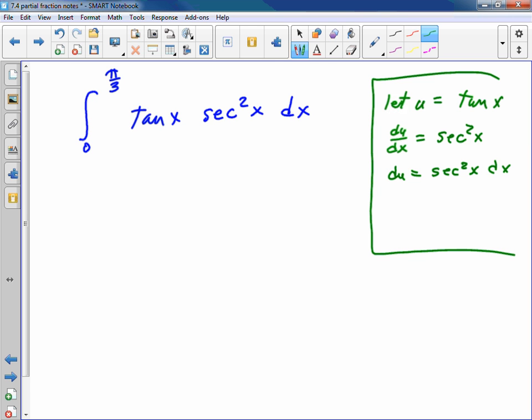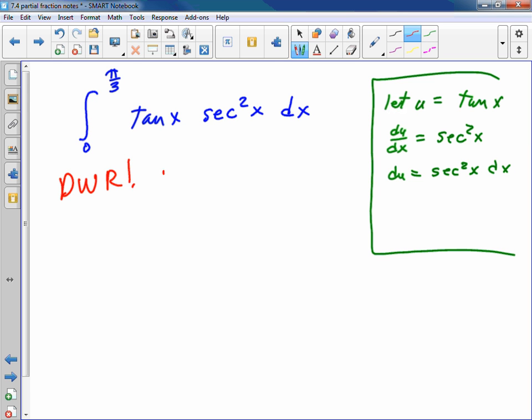Now notice the reason I chose tangent x is because I knew that the derivative was secant squared. So after you do a bunch of these, you start to get better at making those choices. When I saw this problem, bells went off in my head. I went, ooh, that's the derivative of that. And so that informs your choices. Okay? So then, Danger Will Robinson.